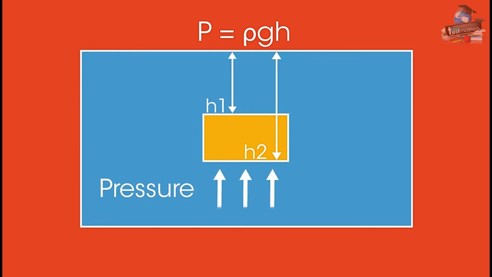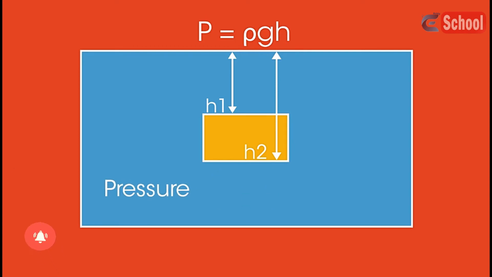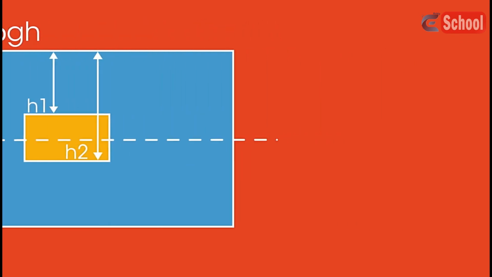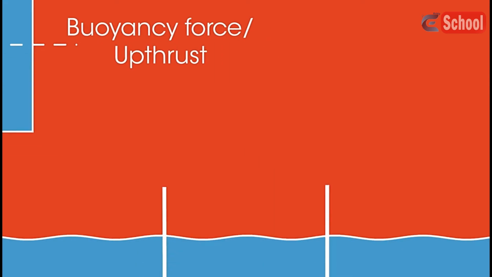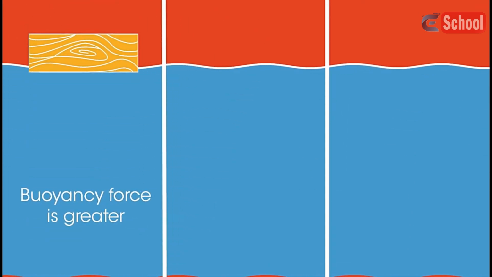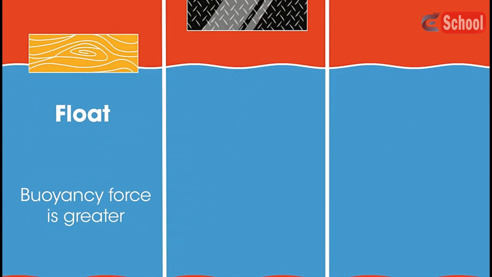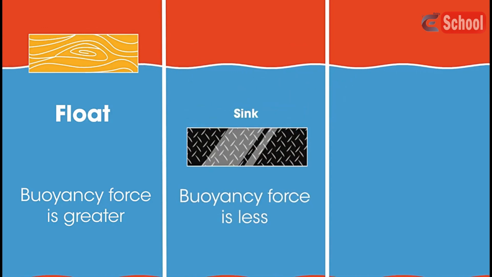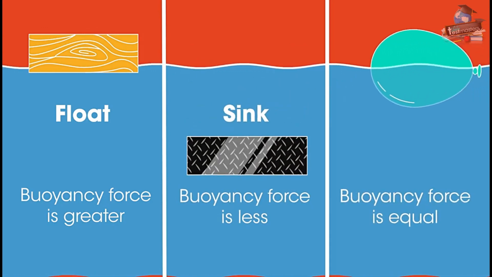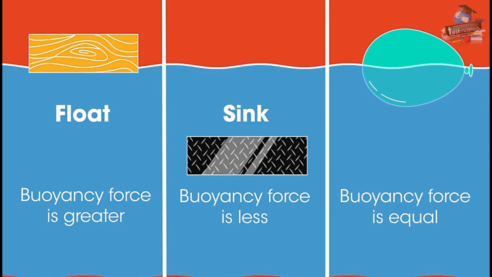This results in there being more force on the bottom surface of the box than there is on the top surface. The difference between these two forces causes there to be a net force upwards called the buoyancy force or upthrust. If the buoyancy force is greater than the weight of the object, it will rise up through the liquid. If the buoyancy force is less than the weight of the object, it will sink. If the buoyancy force is equal to the weight of the object, it will still float.